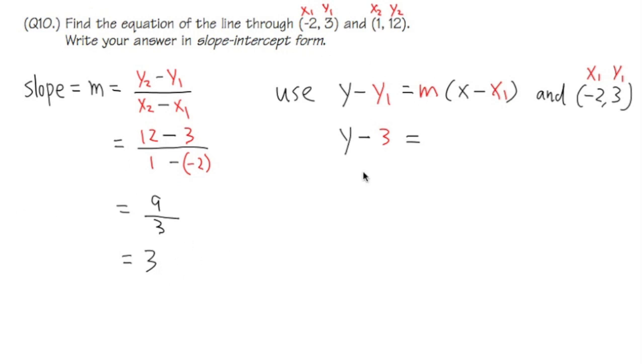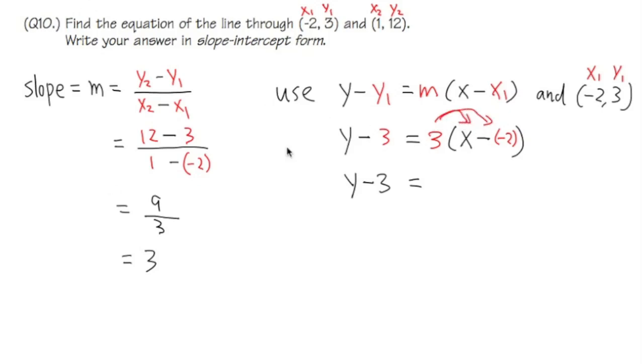The m is equal to 3, so put the 3 right here. Open the parentheses. Once again, the x stays the same. I'm going to minus x1, which is -2. So I'm going to plug in -2 right here for x1, and let's put parentheses around it. Now, let's see what we can do with this. This is just y minus 3. Then I'm going to distribute the 3 into the parentheses.